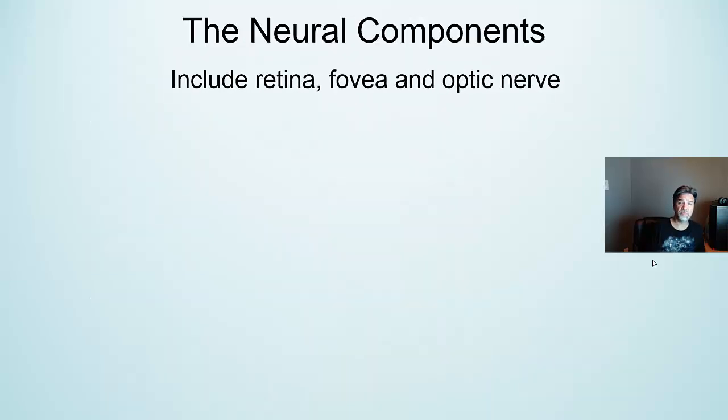Now, what are the neural components? What are the ones that are going to take this energy that is striking the back of our eyeball, called the retina, that layer? How are we going to send that to the brain? And so the retina has this centralized region that is high in photoreceptors called the fovea, and then the optic nerve transmits the information to the occipital lobe.